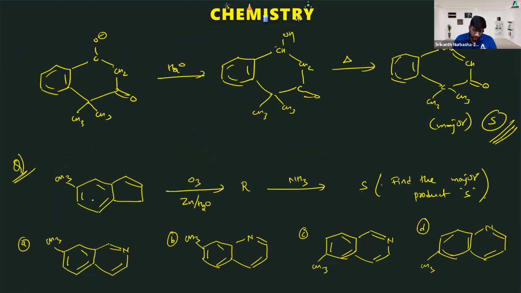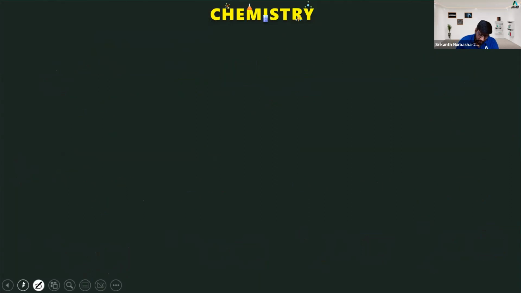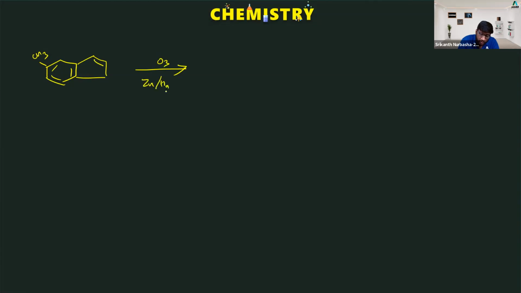Let's look at this question, students. A 6-member ring connected with a 5-member ring, with CH3 group substituents, and a 5-member ring also present with a double bond here in this fashion. We are treating this with O3 in the presence of Zn/H2O. What type of ozonolysis is that, reductive or oxidative? Reductive ozonolysis. What should I generate in that case? I will be forming the respective dicarbonyl.